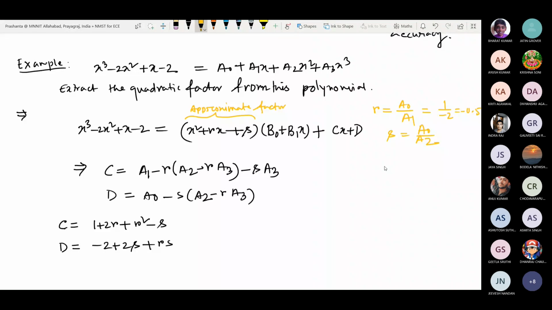Actually, I want to take the values from the copy so that I can cross check the calculation. So the value of r is taken as a0 by a1, and s as a0 by a2. R is the coefficient of x, no? So it is a1 by a2.